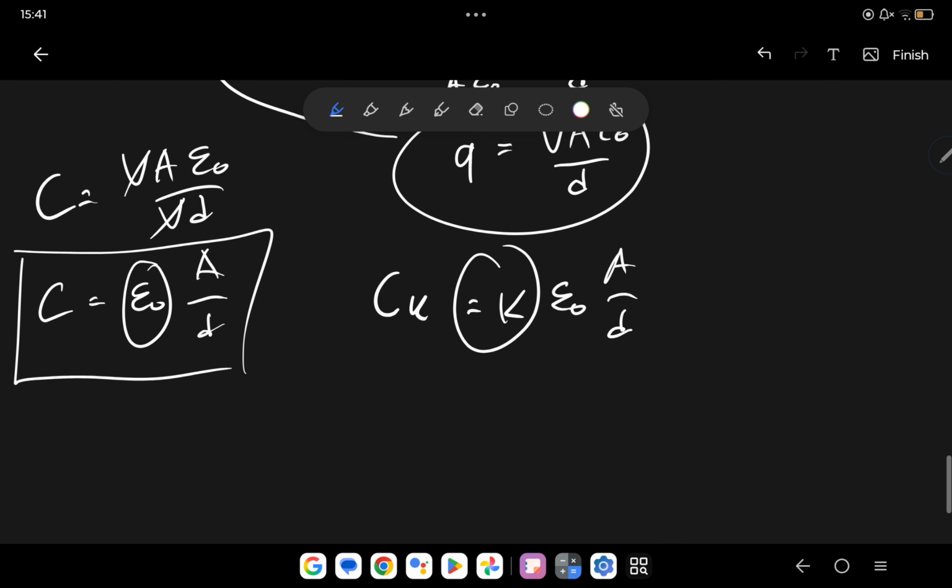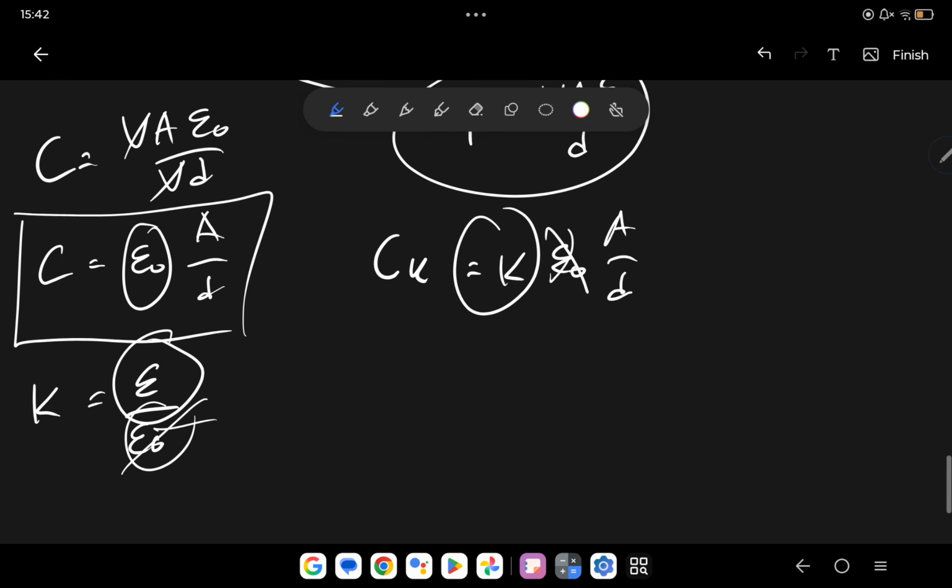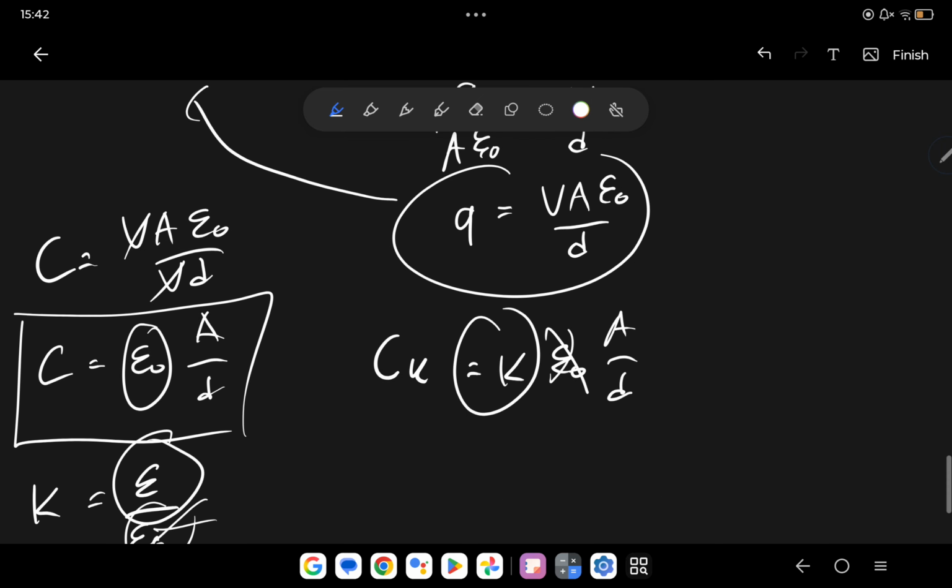What is this constant? This constant is the dielectric constant, defined as the permittivity of the material divided by the permittivity of air. It's for the material we're using, and it cancels out. Basically, it depends on air. Remember, it's not always epsilon null.